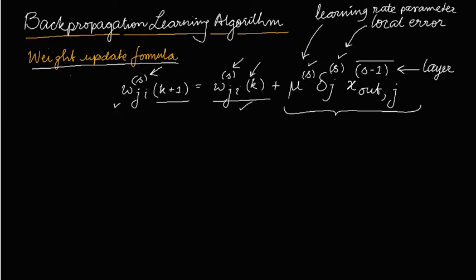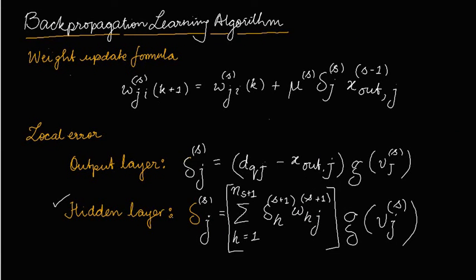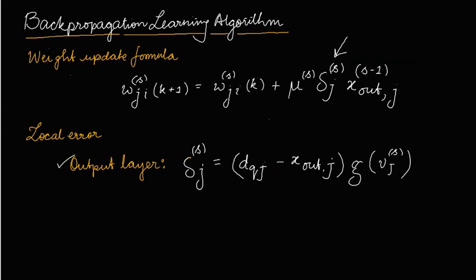Mu is a term which represents the learning rate. Delta is known as the local error, or sometimes it is also referred to as delta itself, but it is actually the local error. And how do we evaluate this local error? For this there are two formulas. One is for the output layer and the other is for the hidden layer. But first of all we will see the output layer.